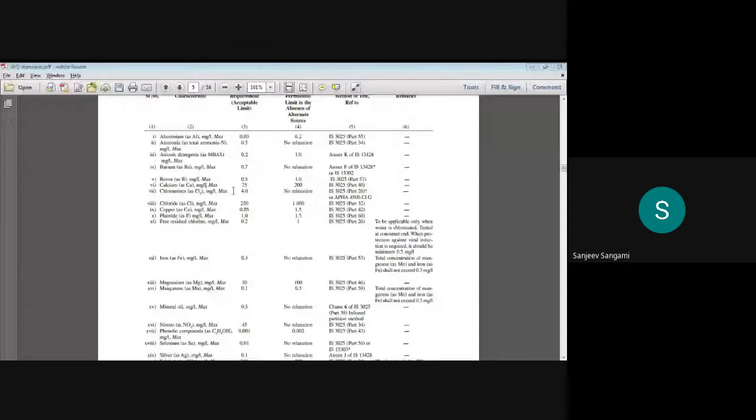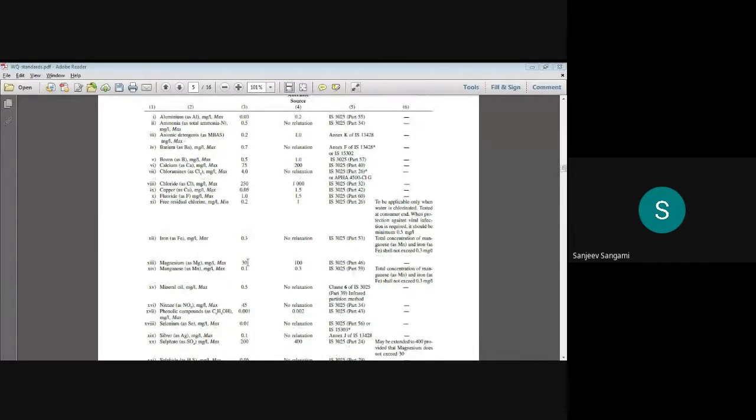Okay, so then again, copper is also very dangerous. You can see the limit is 0.05. Overall, you can see that in this standard, if the requirement or acceptable limit is very small, you can assume that it is very dangerous. Then that parameter has to be monitored regularly and intensively.